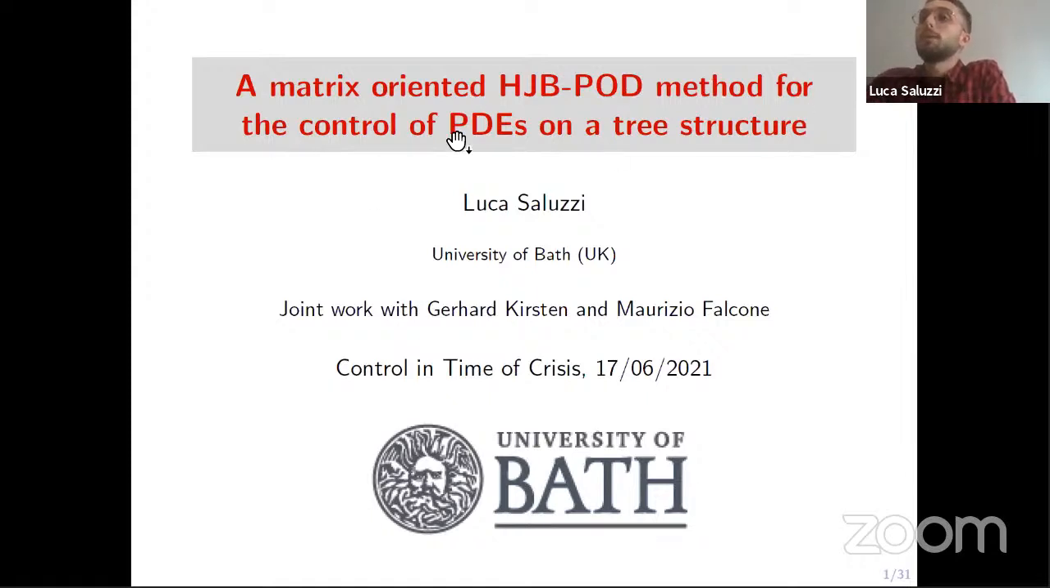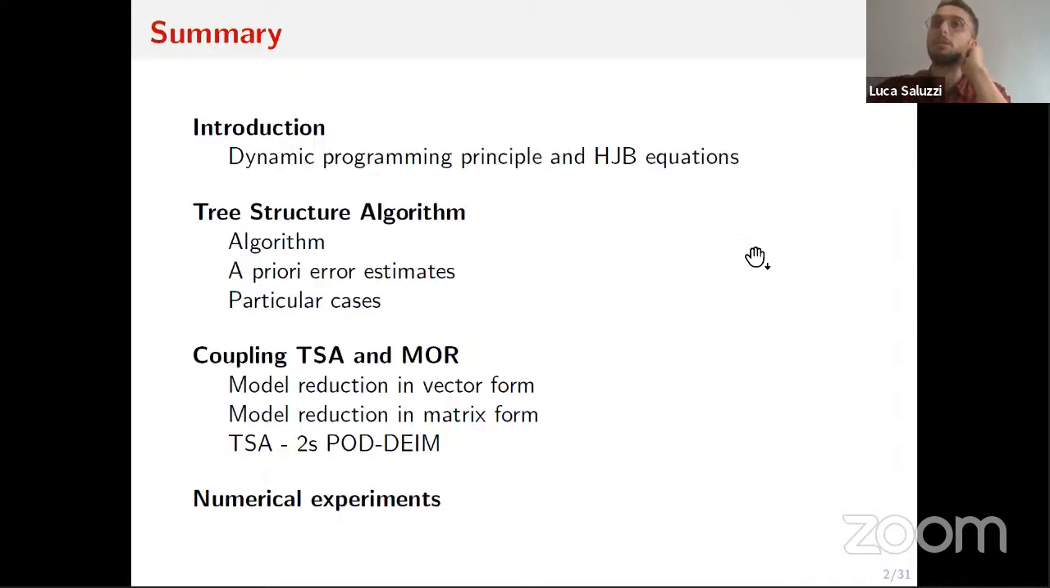What I'm going to discuss is a new method to solve the Hamilton-Jacobi-Bellman equation for the control of PDEs based on a tree structure. I will explain better later, but then coupling with model order reduction techniques, in particular matrix-oriented ones. So that's the outline of the talk.